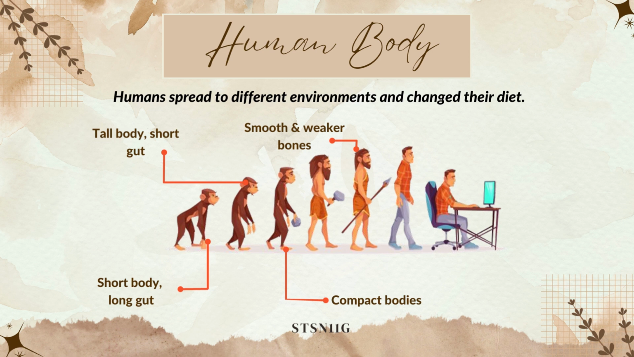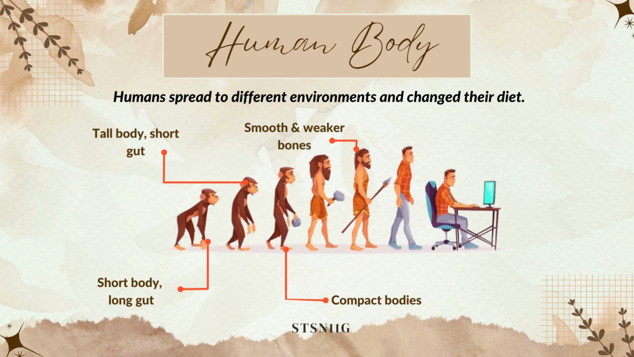Next, from short body and long gut, later on we progress and evolve to have a tall body but short gut. Why? First off, that's because this time our environment changed in a way that it's already hot. So due to the hot environment, our body has to be tall or narrow so that it can stay cool.